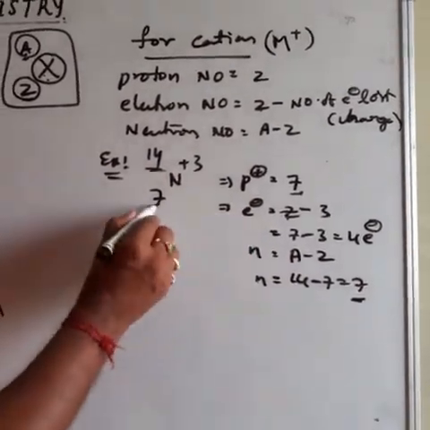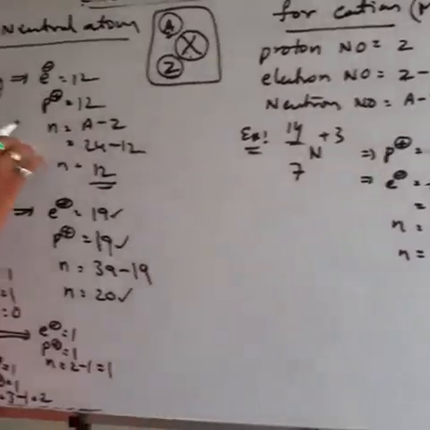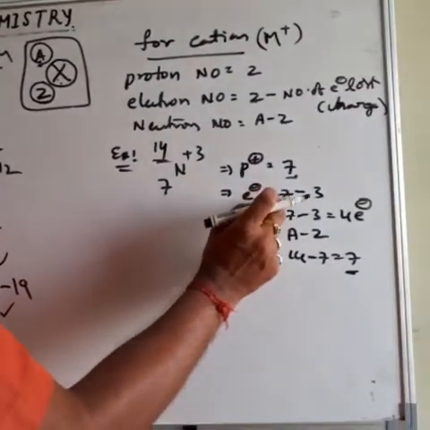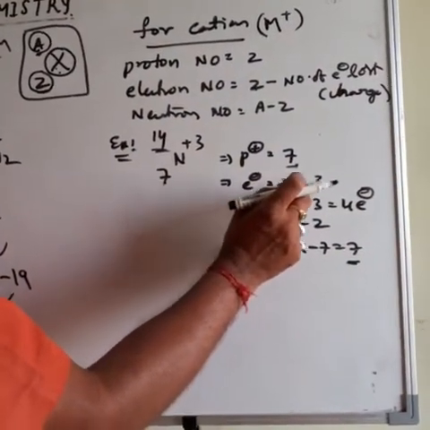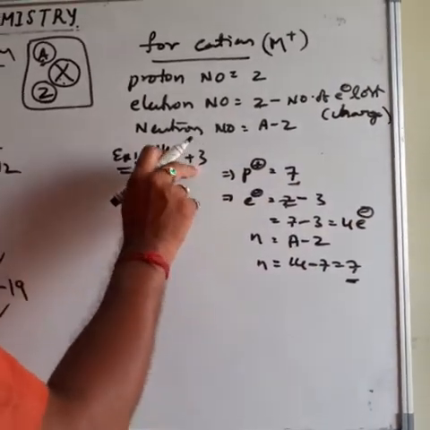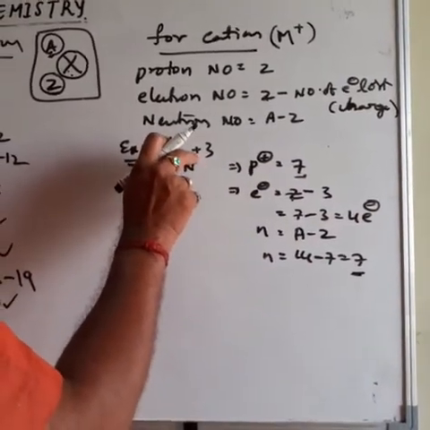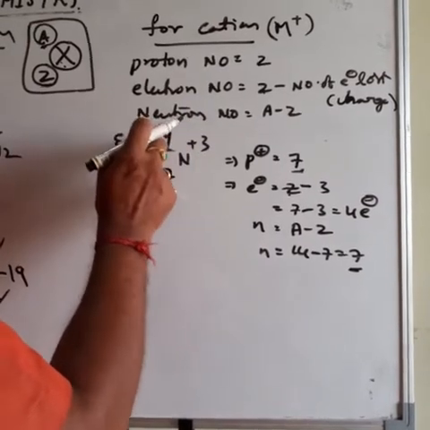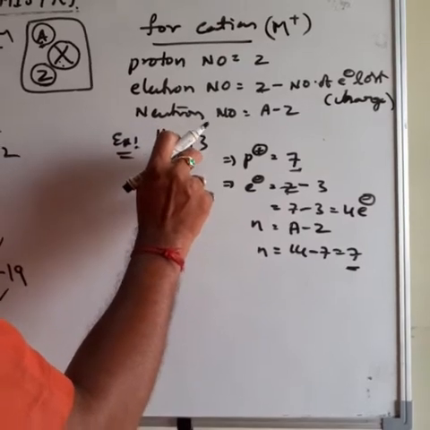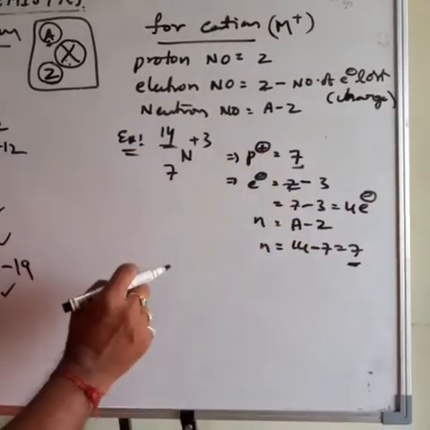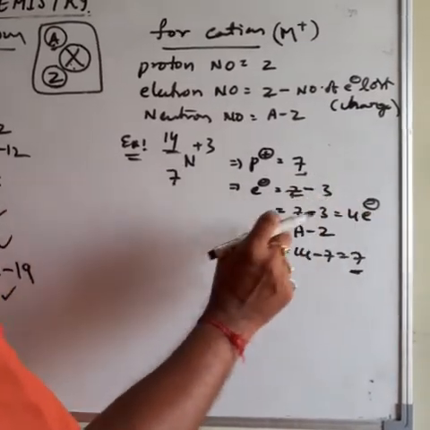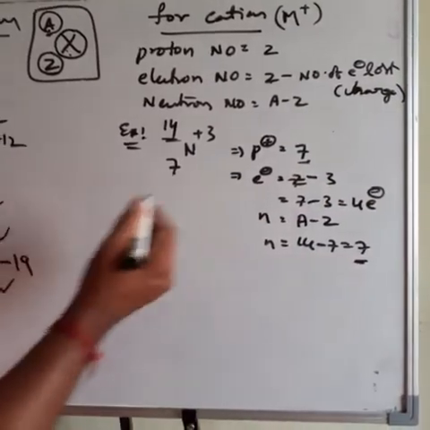Generally, electron number equals atomic number in the case of a neutral atom. But in the case of a cation, electron number equals atomic number minus charge, that is, the total number of electrons lost. How many electrons lost? Plus 3. The plus sign indicates the loss of electrons, and the minus sign indicates the gain of electrons. So 3 electrons lost, Z minus 3, 7 minus 3 is 4. The neutron number is unchanged. So that is one example.